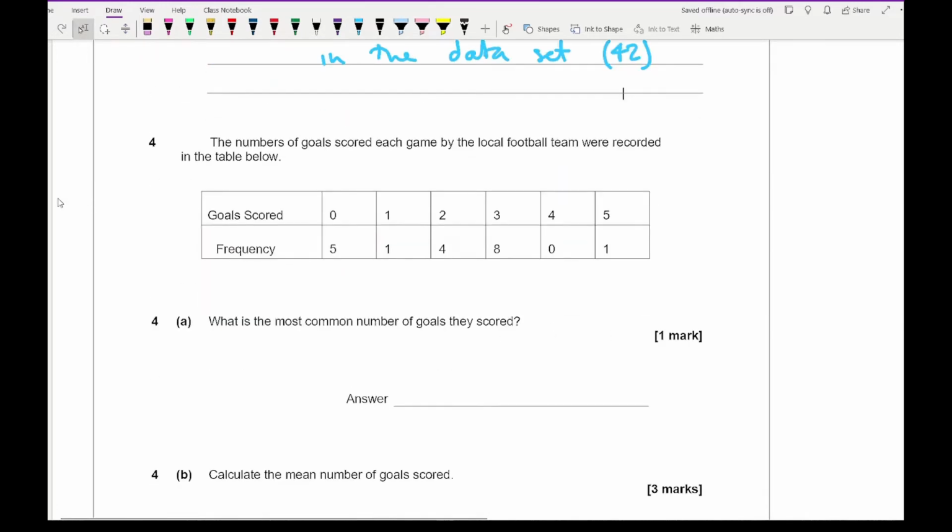Moving on to question 4, it says the number of goals scored each game by the local football team were recorded in the table below.